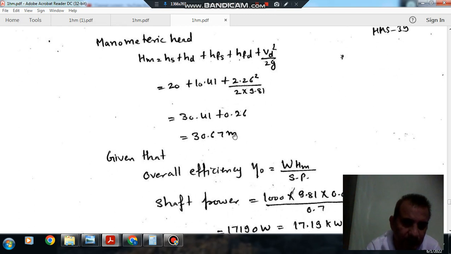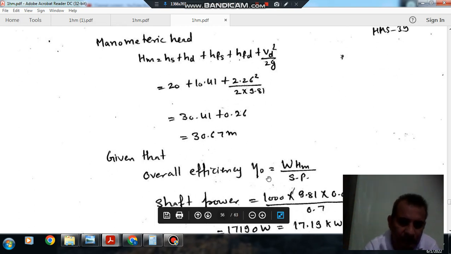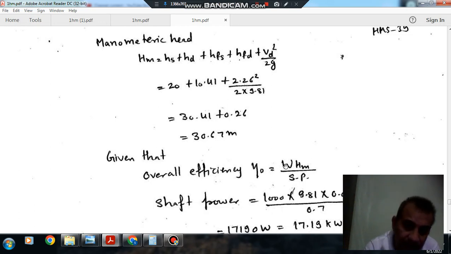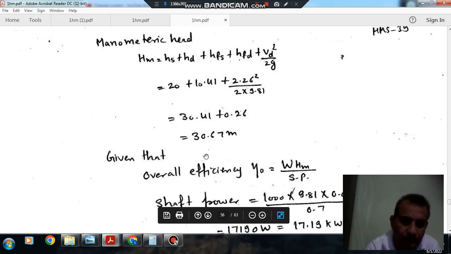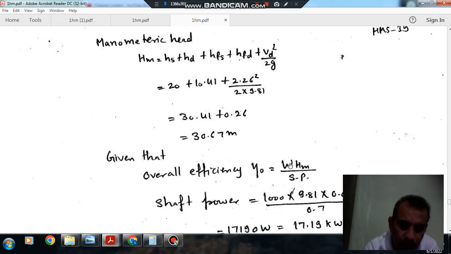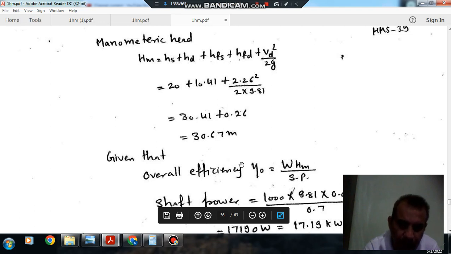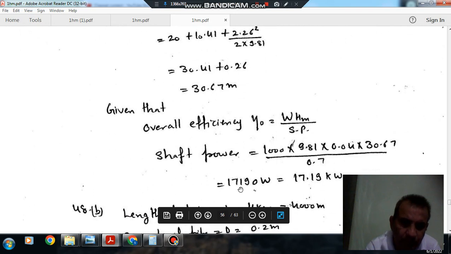So manometric head is 30.67 meter, and overall efficiency is given as the power that the manometric head can generate divided by the shaft power that is delivered to it. The power that manometric head can generate is W into HM, where W is rho into G into Q, and HM is 30.67. Now if we want to calculate shaft power, we divide it by overall efficiency, which is 70%. So shaft power will be 17190 watt or 17.19 kilowatt.